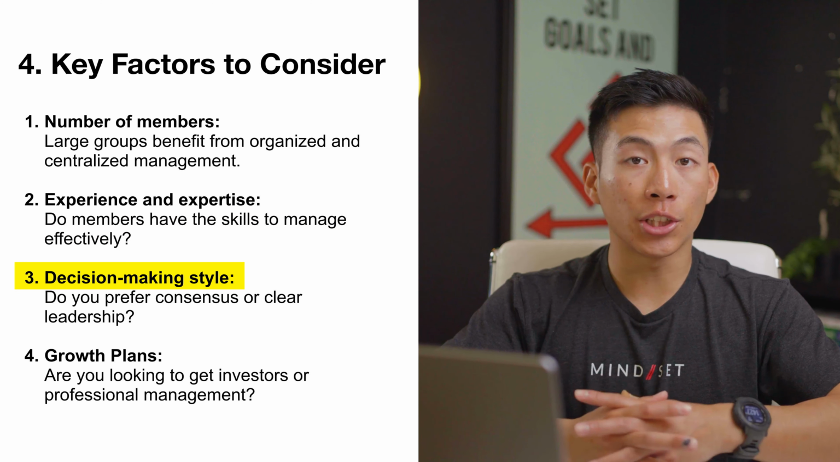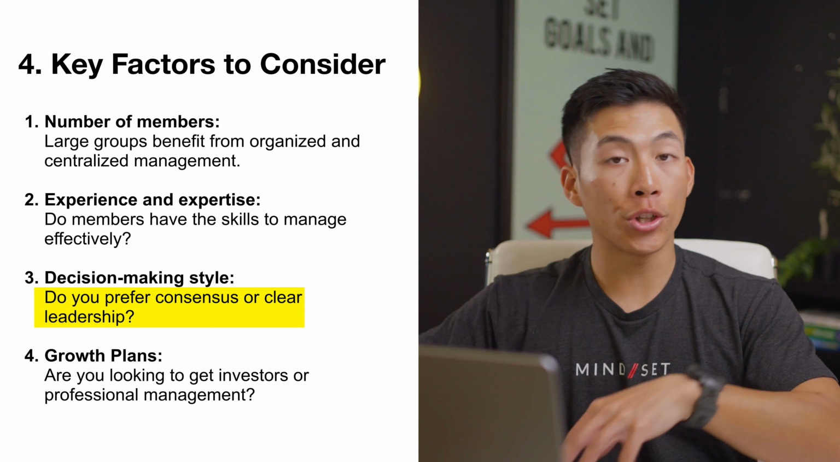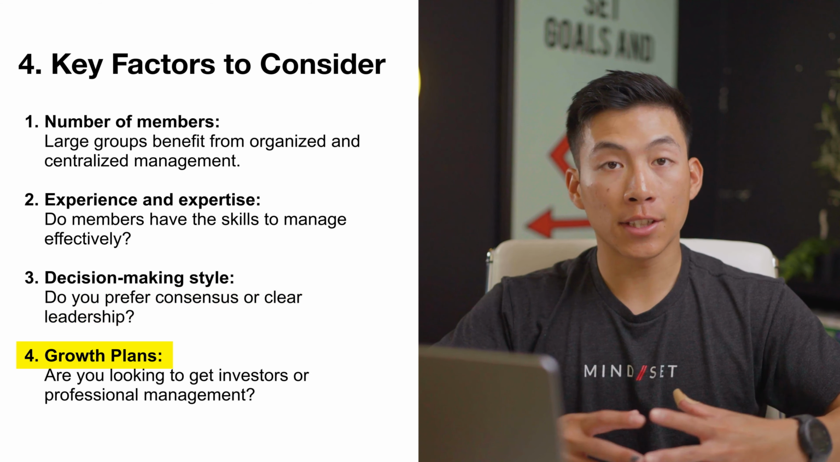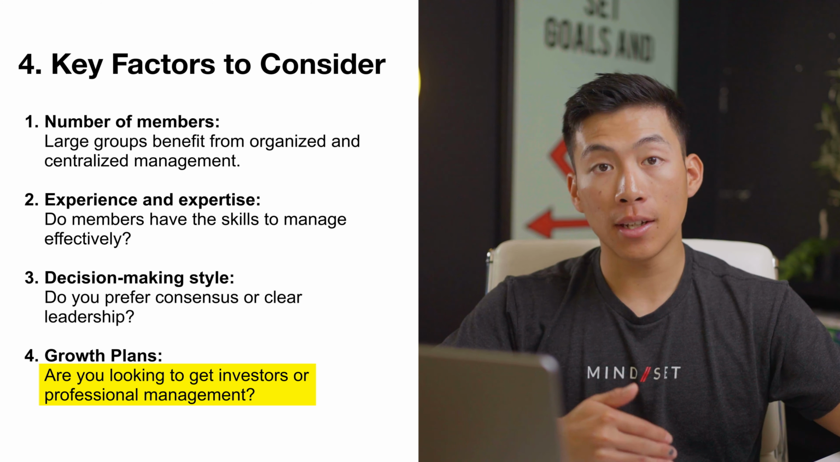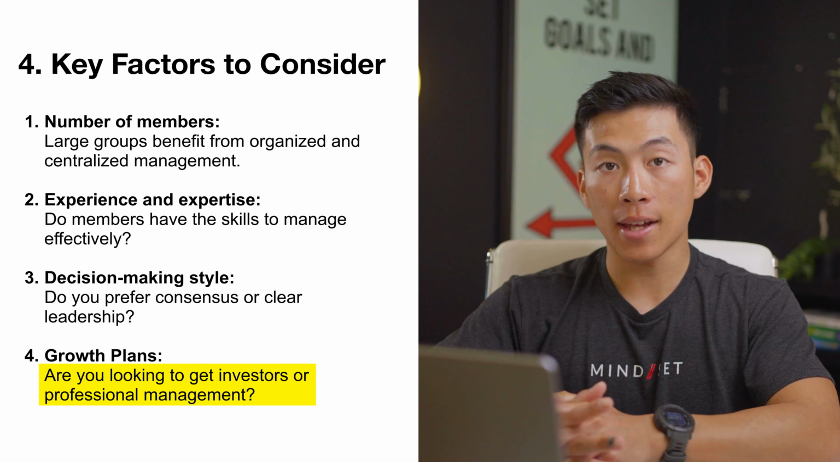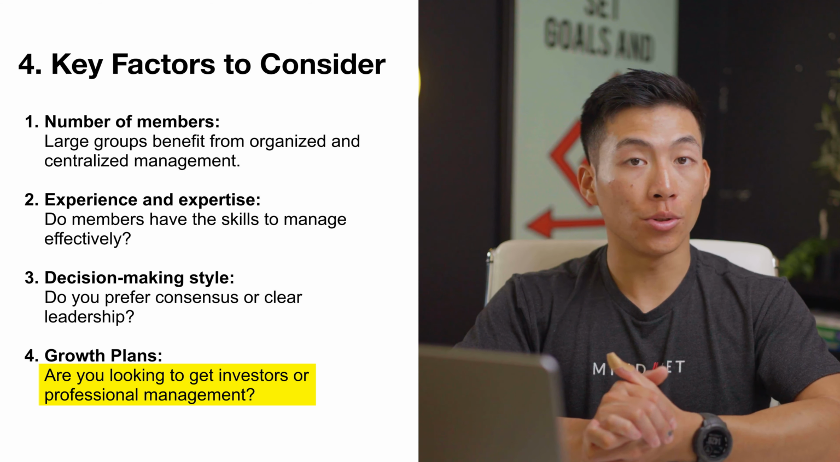There's also the decision-making style that you guys should decide on. So do you guys prefer voting on everything, or do you guys prefer having clear leadership that can make decisions very fast? And then the next thing to consider is the growth plan. So if you guys are looking to scale your business very quickly, then it's probably wise to get an investor in, because they have a lot of experience with that. And this could help you avoid your business failing, especially if you're a new entrepreneur who doesn't know what they're doing.